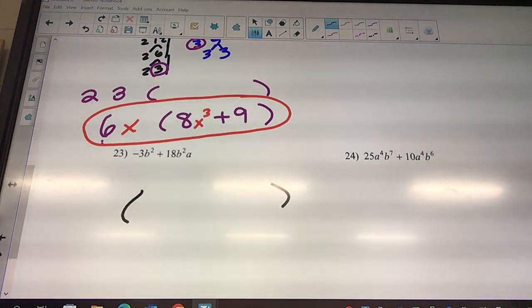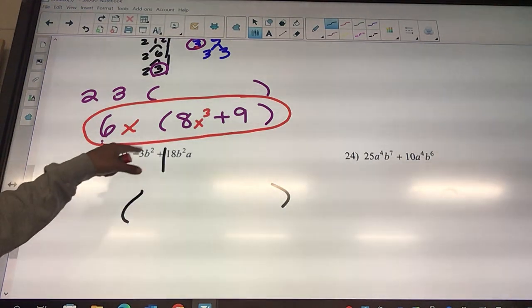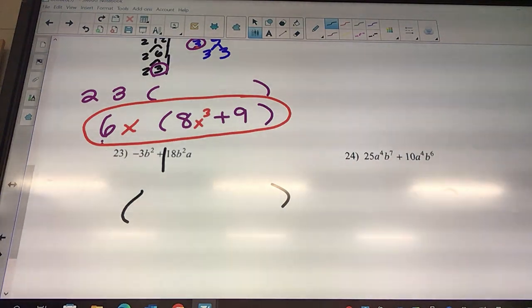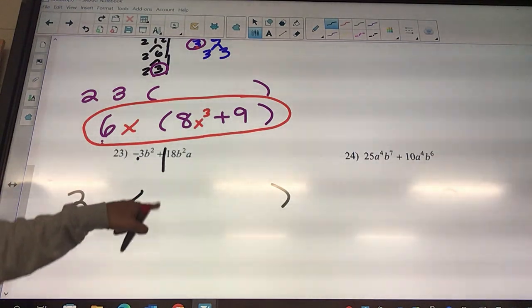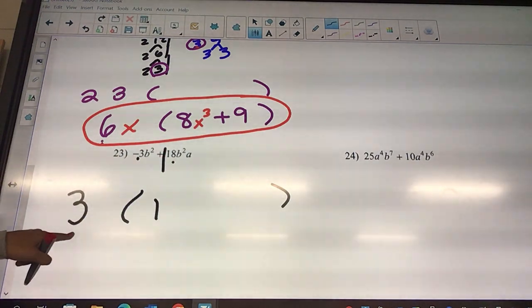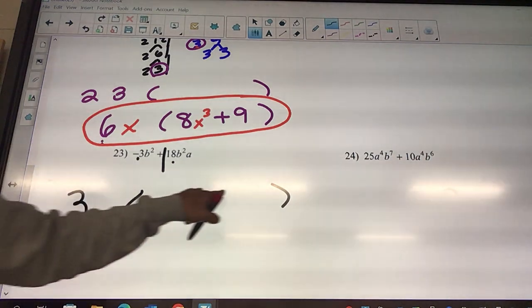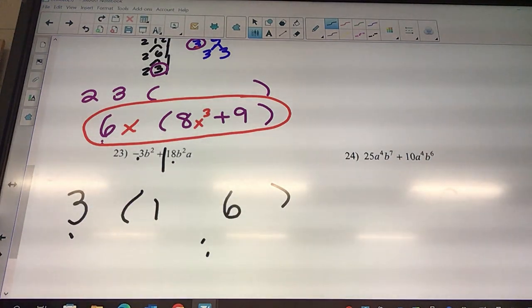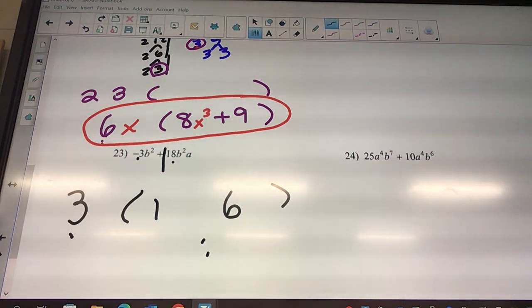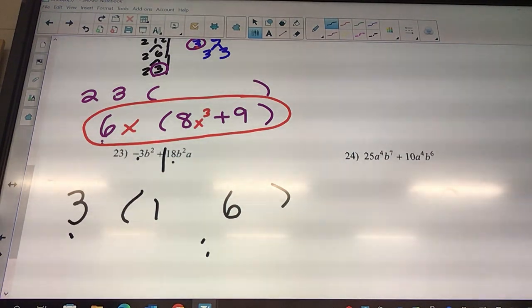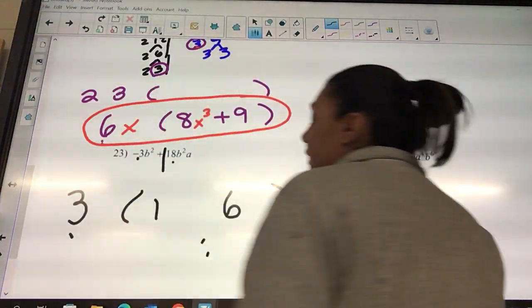Now, if you don't like that way, you can still draw this and make the little tree. It works the exact same, okay? So we can pull out a 3. 3 divided by 3, 1. 18 divided by 3, 6. Now, although we have A's and B's, they kind of work the same, okay? You just do one letter at a time. Focus on one letter at a time. So how many B's does this first guy have?